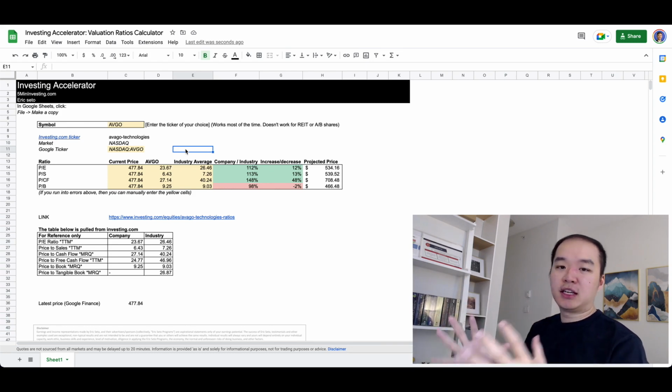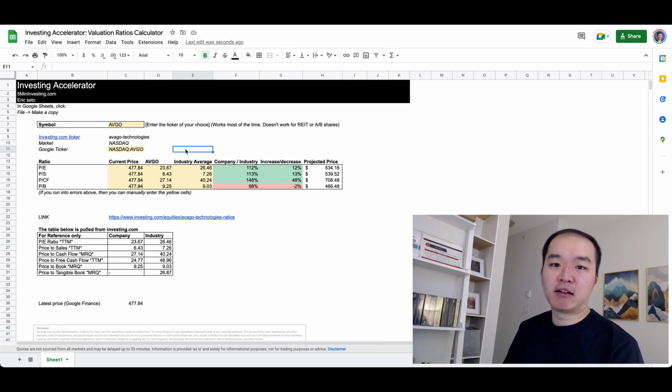Just to give you a quick recap, this is the valuation calculator that I developed within Investing Accelerator, and we use it as a quick way to see if a specific stock is undervalued or overvalued.